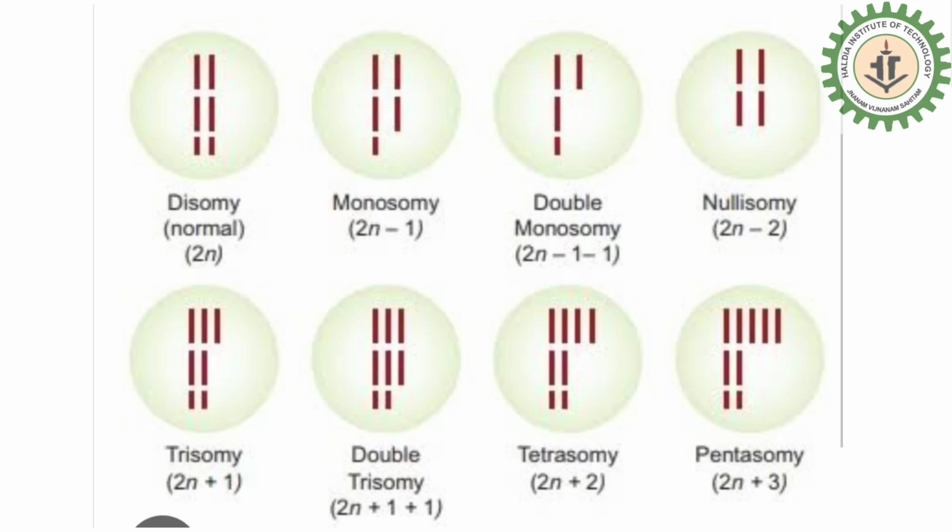If two members are extra, then it is tetrasomy. If we are considering two pairs of chromosomes and each of these contains one extra chromosome, then we can call that double trisomy. But again, the chance of survival is very low, almost nil.